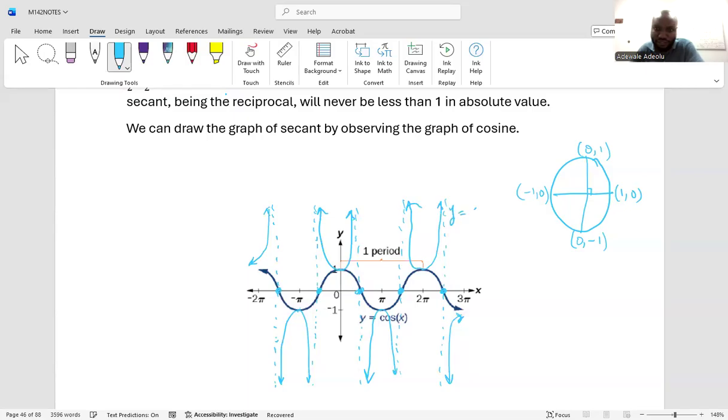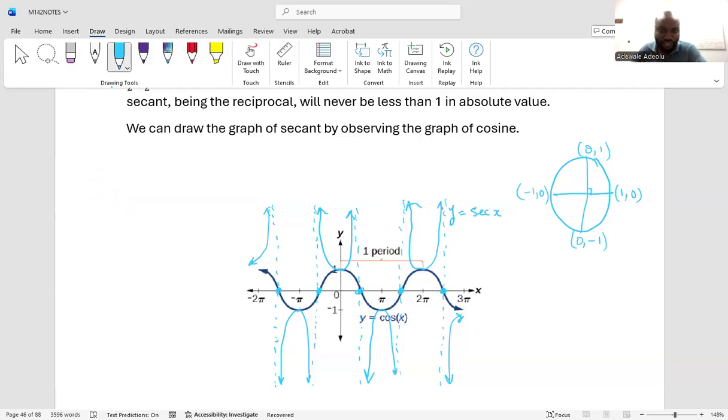Now, there is also an important feature for secant. In this color, this is secant of x. Another property is that when the cosine is increasing, secant will be decreasing. Look at it. If I have y equals 1 over x, inversely proportional, what that means is that if y is increasing, x is decreasing. And if x is increasing, y is decreasing, right? The same thing happens here.